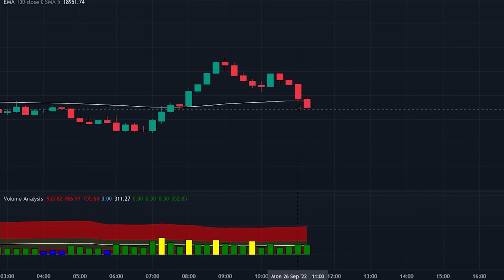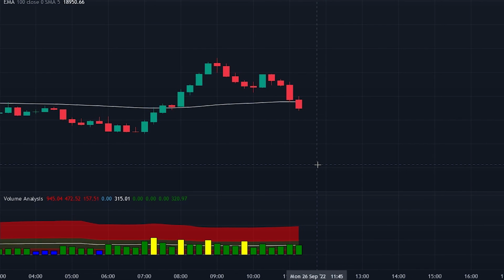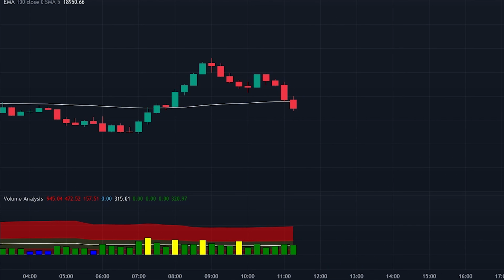As you can see here, the price crossed below the EMA. However, we also see that the volume indicator is displaying a green bar. This indicates that there is a low amount of volume in the market. Whenever the bar is yellow, this indicates a medium amount of volume, and whenever the bar is red, this indicates a high amount of volume in the market. Since there is a low amount of volume in the market, we won't enter into the position. Instead, we will wait for a better signal.